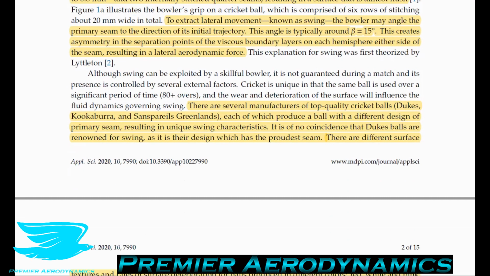Now, here's where it gets interesting. There are several manufacturers of top-quality cricket balls, for example, Duke's, Kookaburra, and Sanspareil's Greenlands. I haven't heard of that one, but it must be from somewhere else that I haven't seen. Each of which produce a ball with a different design of primary seam, resulting in unique swing characteristics. So depending on what brand of ball you get, you're going to get slightly different aerodynamic characteristics. So one will swing a bit more, as they say here. It is of no coincidence that Duke's balls are renowned for their swing, as it is their design which has the proudest seam, so the one that sticks up the most.